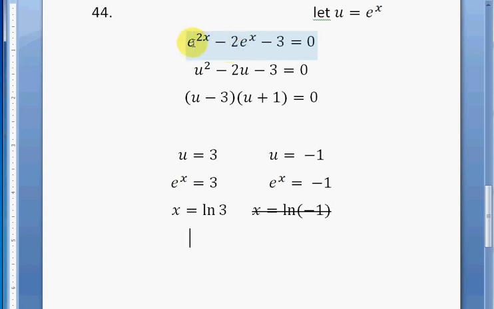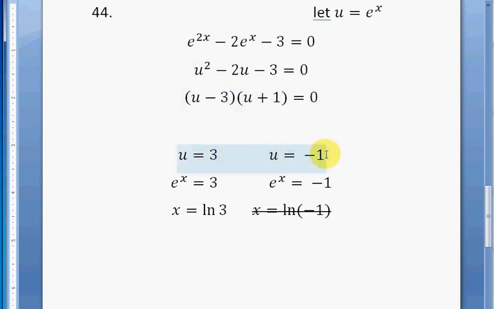This e to the 2x is a squared term. The e to the x is my first degree power, if I want to think about that, and minus 3 is my constant term. I'm going to let u equal e to the x. That makes this first term, e to the 2x, simply become u squared. This e to the x becomes u, so I wind up with u squared minus 2u minus 3. I now have a very simple polynomial, in fact it's a trinomial, that I can factor. This factors to u minus 3 times u plus 1. And if I solve each one of these, I get u equals 3 and u equals negative 1.